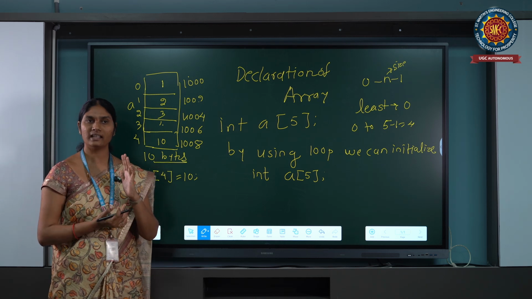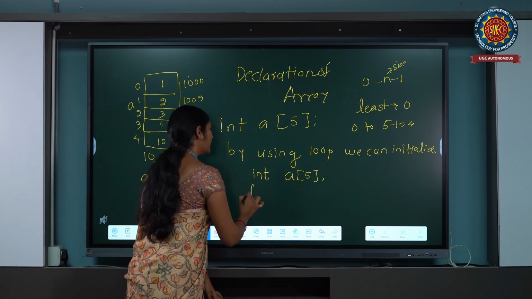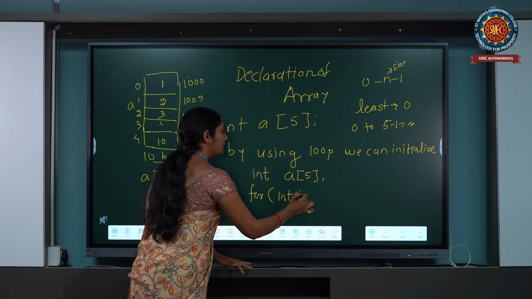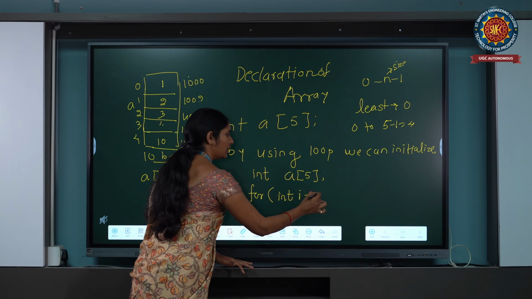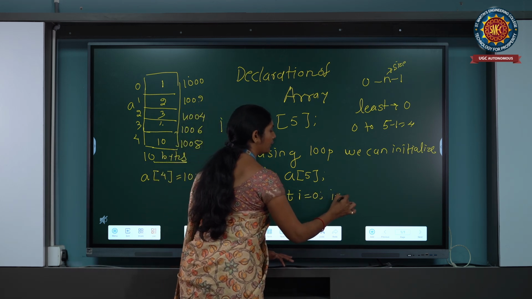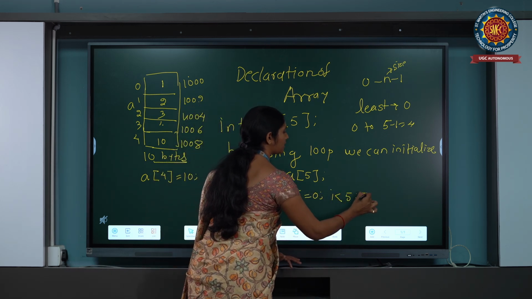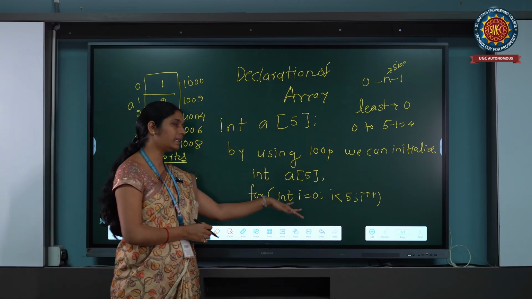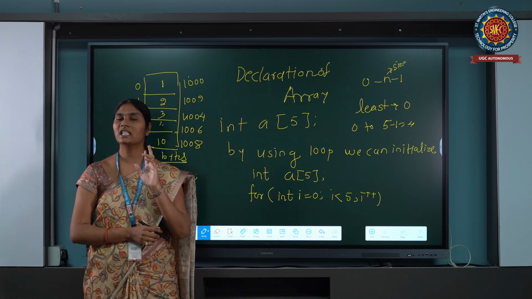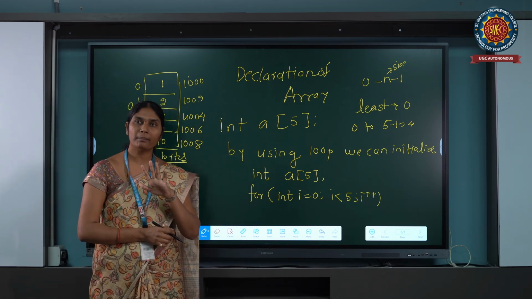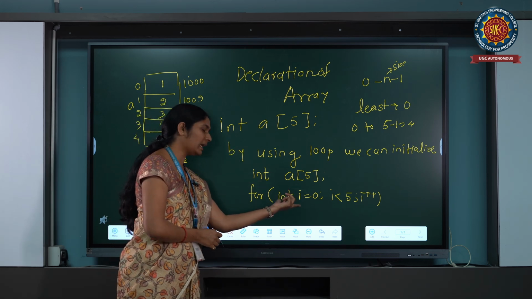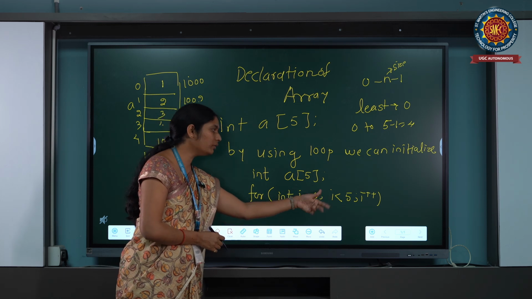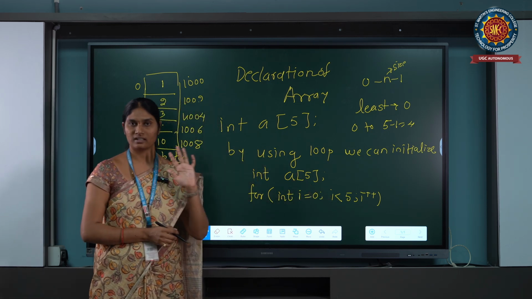Suppose we want to read the array elements, I take a for loop. For, I declare the integer variable i, initially 0, then i less than 5, and i plus plus. In arrays, the index value starts from 0 to n minus 1. That's why the variable i starts from 0, and the loop is repeated until the condition is satisfied.